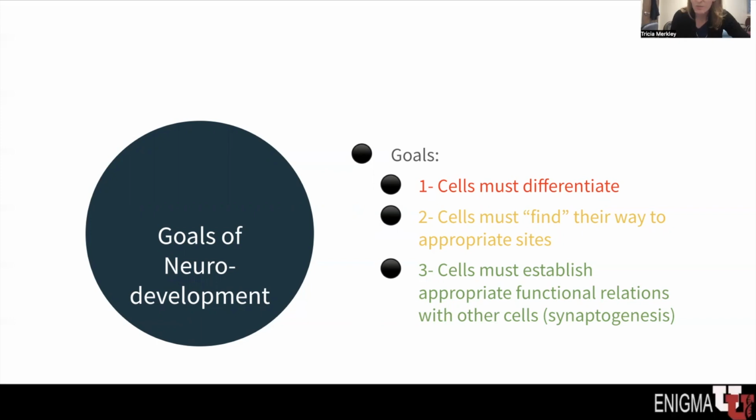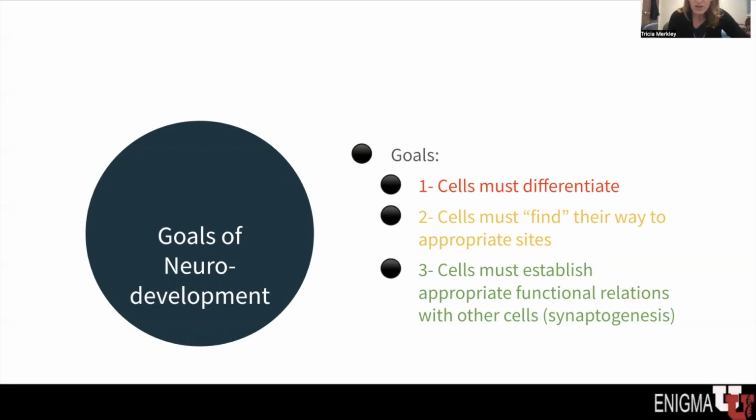And so during neurodevelopment, the cells must differentiate into these different types of cells that will support their function as well. Second goal is that cells must find their way to appropriate sites. So once they've differentiated or started to differentiate, they must find their final location. And then the third goal is that cells must establish connections with other cells in a way that will be meaningful and allow them to function properly. So we call this synaptogenesis, or the creation of synapses. And all three of these goals are important for the brain, for the nervous system in general, to function properly.